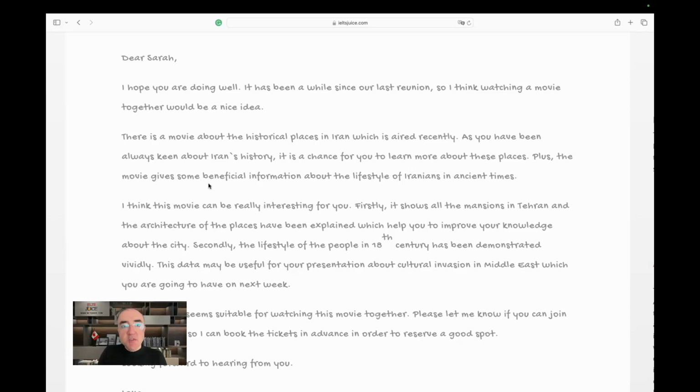Plus, comma, good, so far correct punctuation. The movie gives some beneficial information about the lifestyle of Iranians in ancient times. Can it get any better than this? So this movie is about the history of the country and the lifestyle of people in the past. That's just some fascinating stuff. I'm intrigued. Let's carry on reading it.